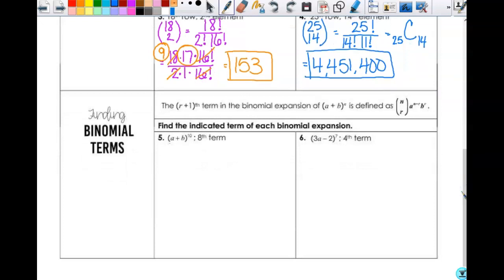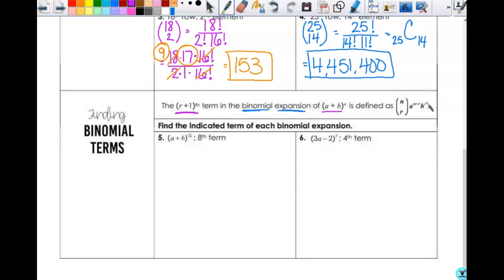So in our binomial expansion, where we were finding the whole thing yesterday, maybe we just want a specific term from a specific binomial. But you have to be careful with the numbers, meaning which element, which term, what is r, all that good kind of stuff. So this says the r plus 1th term in the binomial expansion of a plus b to the n is defined as nCr, just like what we've been doing, and then a to the n minus r power times b to the r power. Okay, so it says find each indicated term.